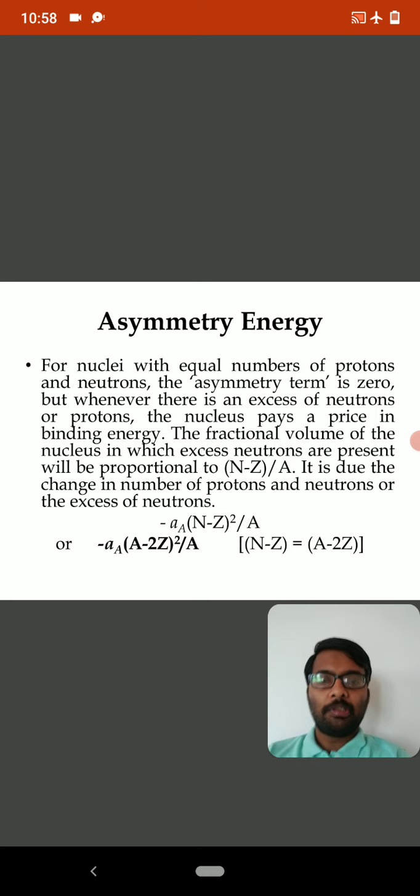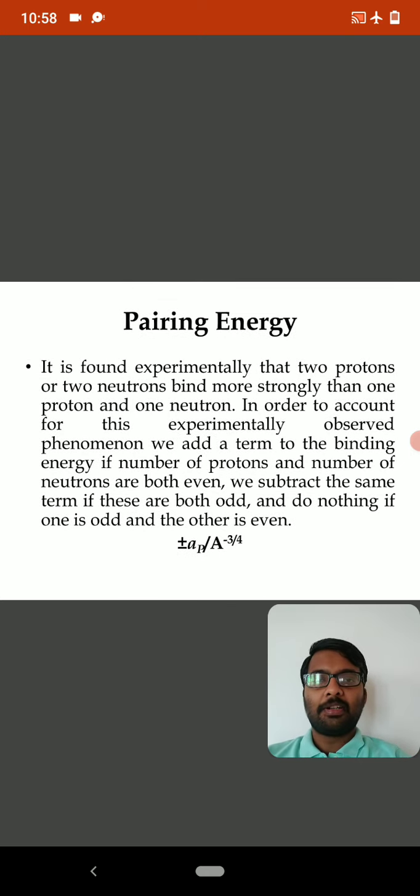So this is the fourth term. Then the last term is the pairing energy term. This pairing energy term arises because of the pairing of the nucleons. Experimentally, it is found that two protons and two neutrons bind more strongly than one proton and one neutron. So experimentally, scientists have found that the two protons and two neutrons bind more strongly than the single proton and the single neutron.